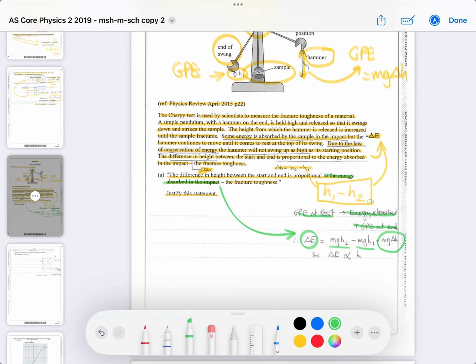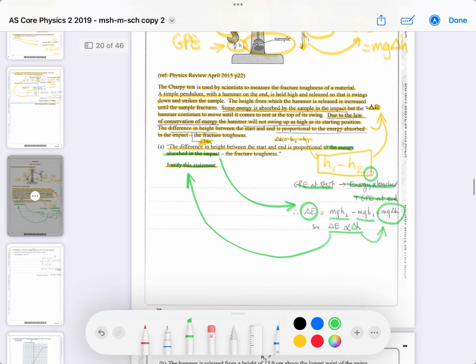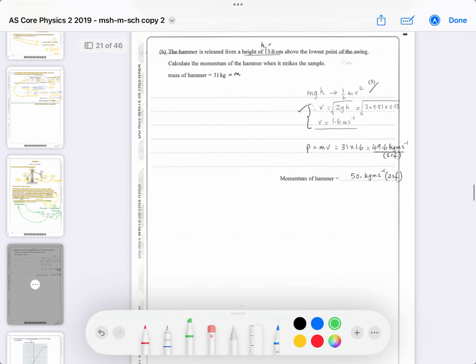So the energy absorbed is proportional to the height difference. Yeah? That should say delta H here. Okay? So I think this will justify the statement. These points will justify the statement, and you'll get your 2 marks if you can put this in a clear manner on the paper.